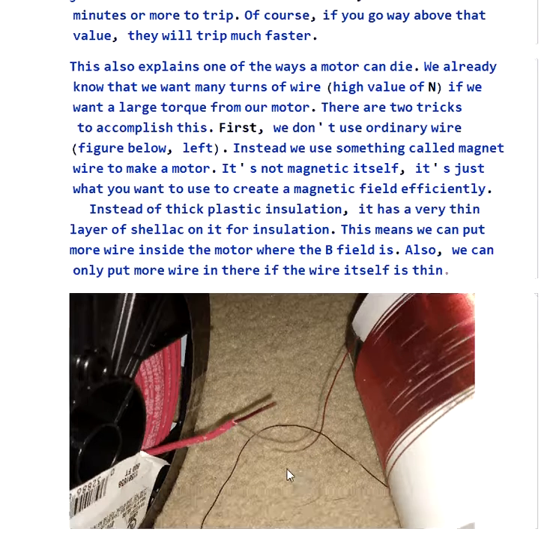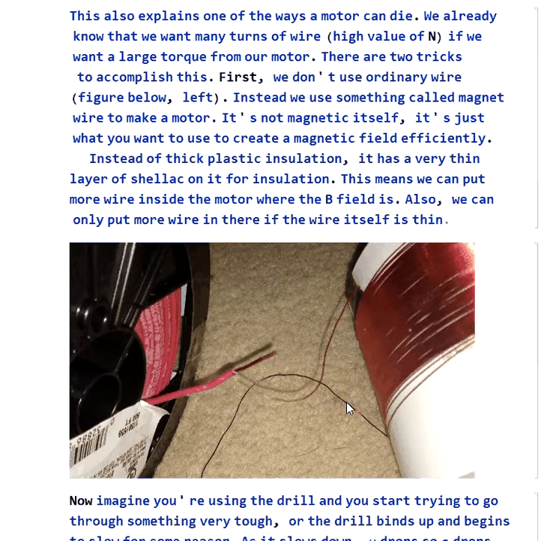On the right, we have what's called magnet wire, not because it's magnetic, because it's not. It's just thin wire that's been coated with shellac, kind of like paint, instead of a thick layer of plastic. The reason is this lets us put more turns of wire where the B field is. So thin wire is what we want. Also, the thinner the wire is, the more of it we can put in there. So not only are we getting rid of the insulation, we're making the wire itself smaller.